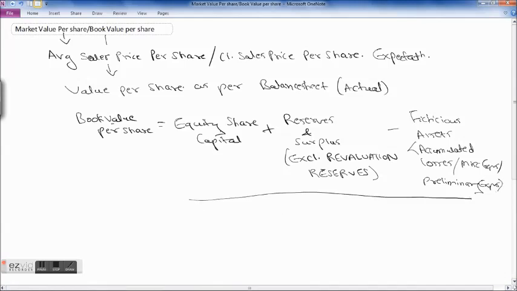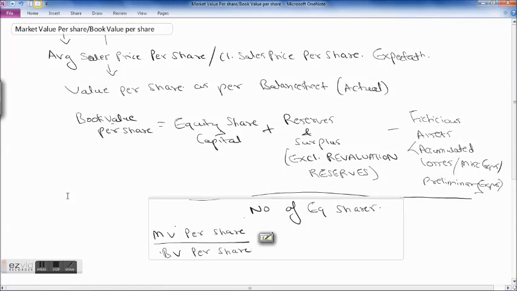Now there is one more approach in calculating the book value per share, wherein you don't reduce the fictitious assets. You just take equity share capital plus reserves and surplus excluding the revaluation reserve, divided by the number of equity shares. So what is the formula for this ratio? Market value per share divided by book value per share. Now we'll see an example and calculate this ratio.